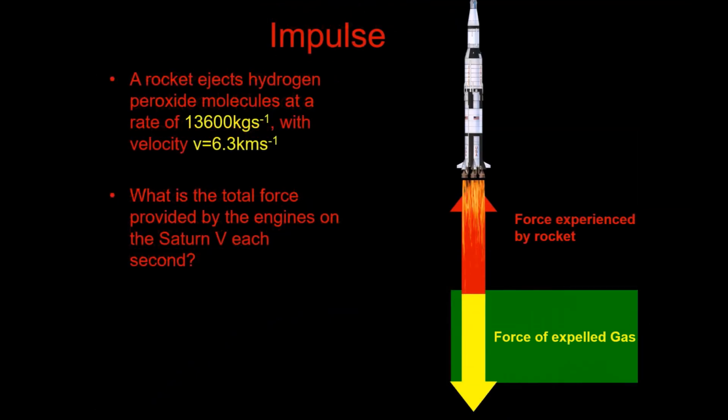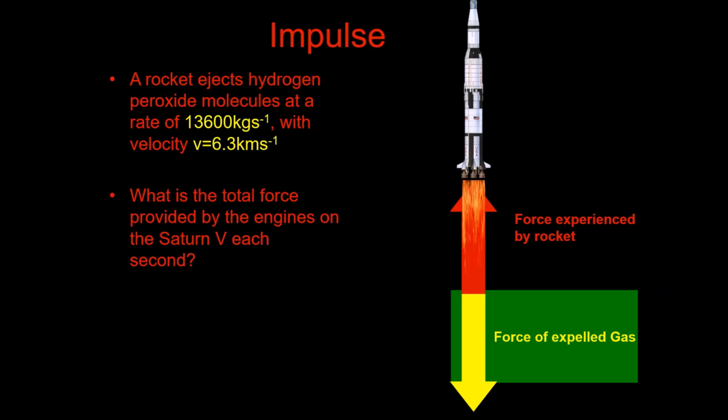So, let's take a look at a question here. When we're dealing with impulse, here we have a rocket that ejects hydrogen peroxide molecules at a rate of 13,600 kilograms per second. That's the amount of kilograms of rocket fuel being ejected from these engines every second.